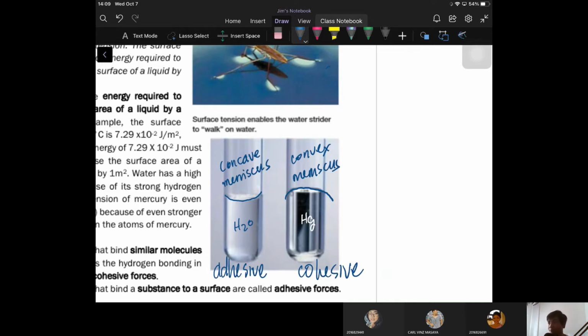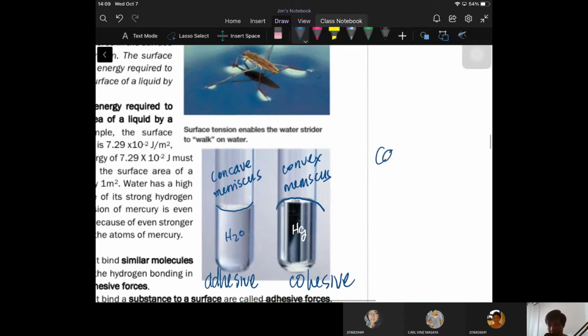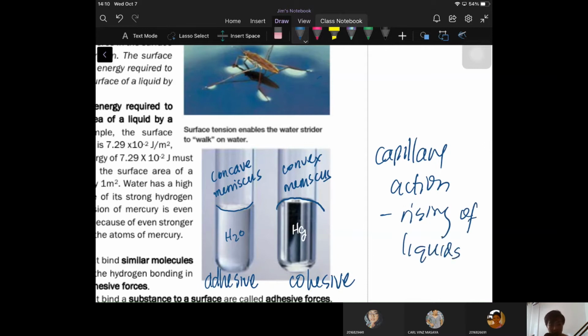Okay? So, yan. And the rising of water or the rising of liquid in a tube, no, due to adhesive forces, we call that the capillary action. So, ano yung capillary action? Capillary action. That is the rising of liquids. So, yan yung pagtaas ng liquid sa sides ng tube. No? For example, ito, mapapansin nyo, di ba umaakyat yung tubig papunta sa gilid? So, that's capillary action. The rising of liquid sa gilid ng tubes.